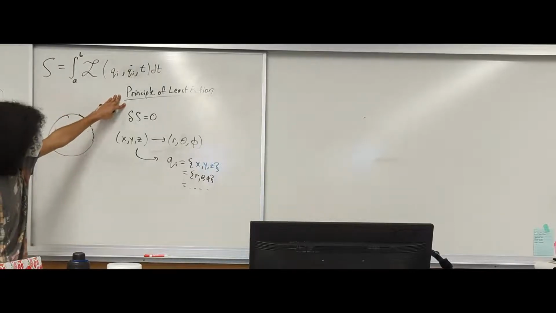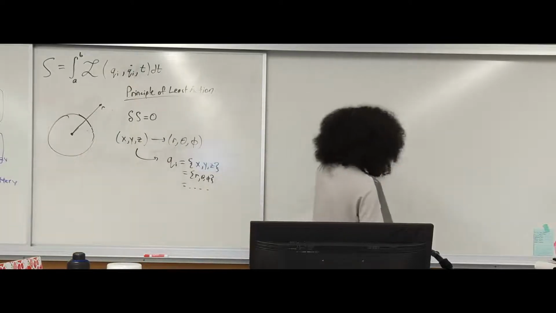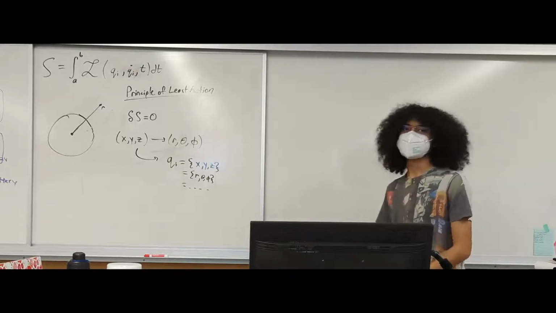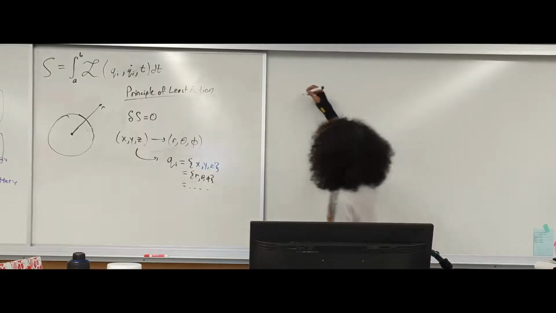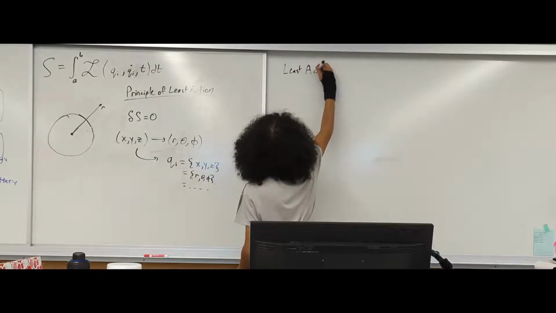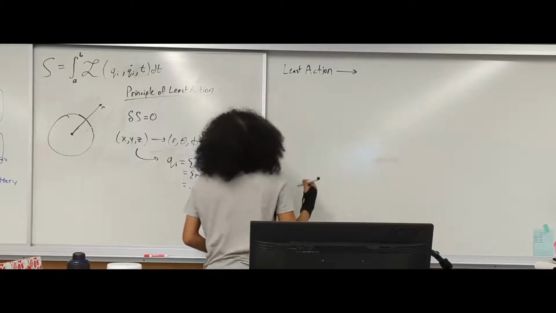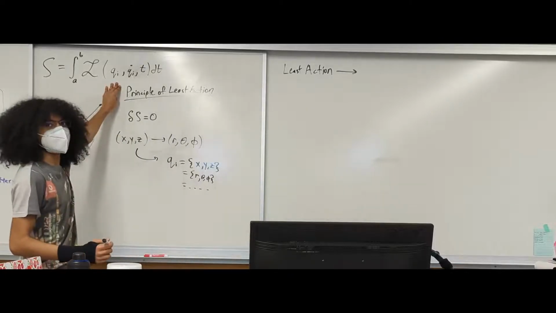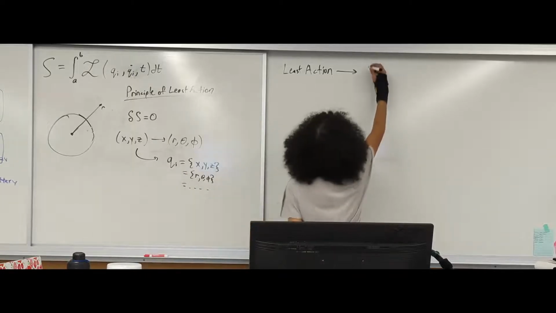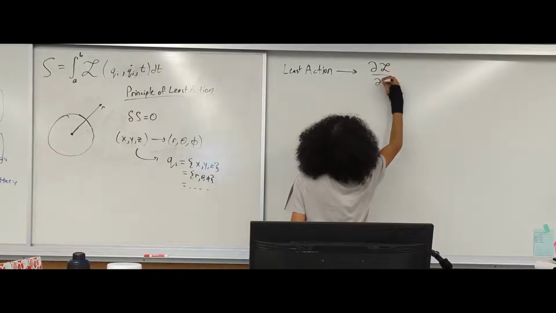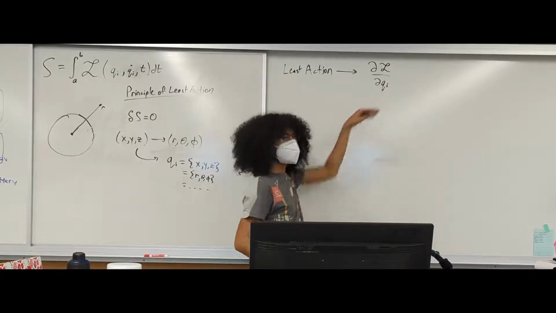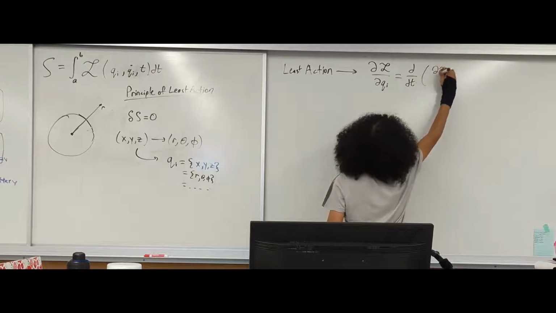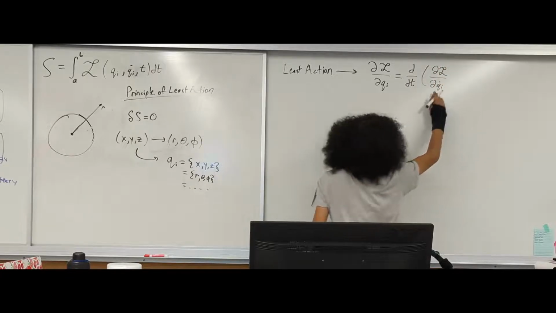The principle of least action, through some kind of complicated math that you can also do in a non-complicated way that involves the multivariable chain rule, which I'm not going to do in the interest of time, tells you what must be true for the physical trajectory of these q_i: the partial derivative of the Lagrangian with respect to each q_i is equal to the time derivative of the partial derivative of the Lagrangian with respect to the corresponding velocity.